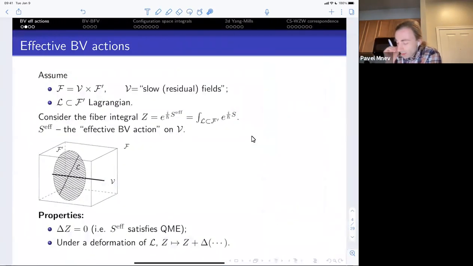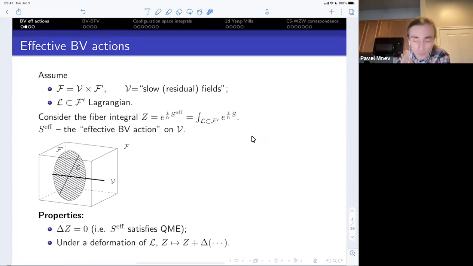And a refinement of this formalism is effective actions. This is an adaptation of Wilson's idea of an effective action. So instead of integrating over a Lagrangian in the entire space of fields, we want to split the space of fields into a slow part and a fast part. The slow part, one could call them infrared and ultraviolet, or one can also call the slow part residual fields.